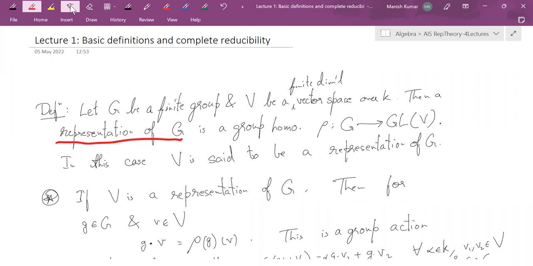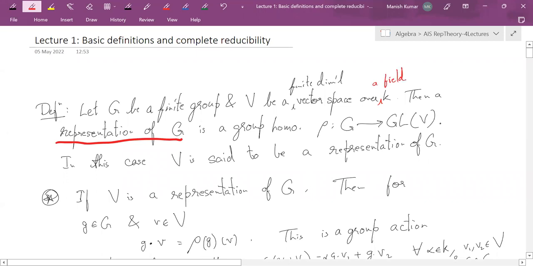So if you are given a finite group, in this course, or in this series of talks, we'll concentrate on finite groups, though many of the definitions work even for infinite groups, and the vector space will be finite dimensional. And there are of course representations on Hilbert spaces and stuff which other people do, but we will work only on finite dimensional vector spaces. Okay, so a finite dimensional vector space over a field K. Yeah, so this should be a field.